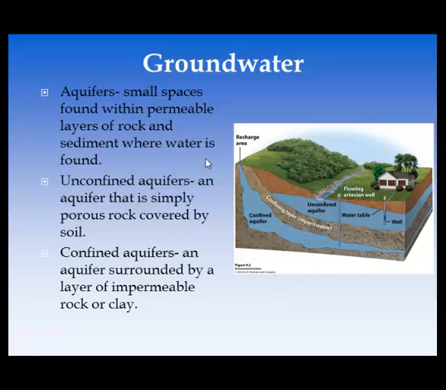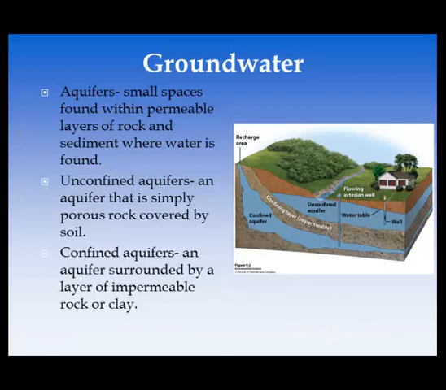An aquifer is just small spaces found within permeable layers of rock and sediment where water is found. It looks like in the picture that they're just big swimming pools. So if you look at what's in blue, the unconfined aquifer and the confined aquifer, they look like big blue swimming pools that are underground. But that's actually not the case. They actually have lots of little pieces of rock, and the water's just distributed between all the spaces between the rock.